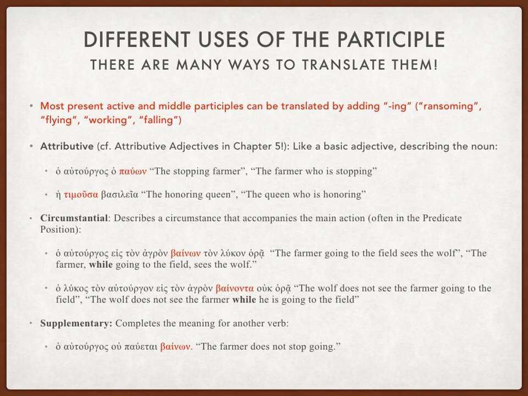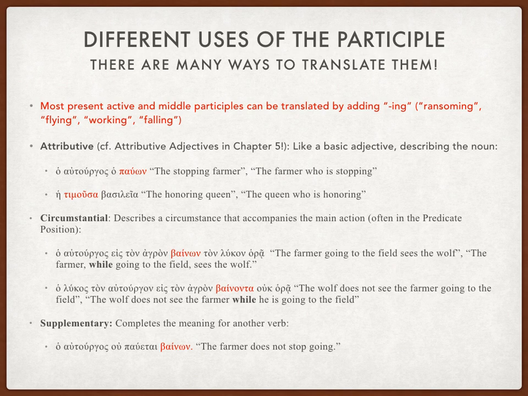So for example, one perfectly acceptable Greek sentence might be ho ergátēs ou paúetai baínōn. The farmer does not stop walking, does not stop going. That baínōn completes the idea. What does he not stop doing? Baínōn. I'll use the participle to finish the idea.